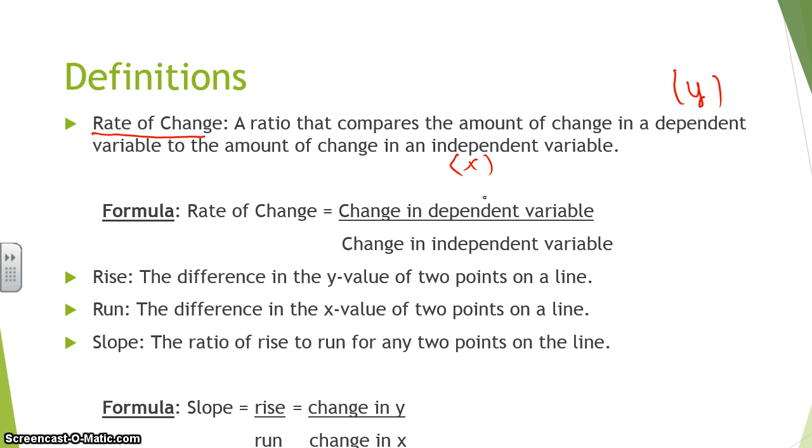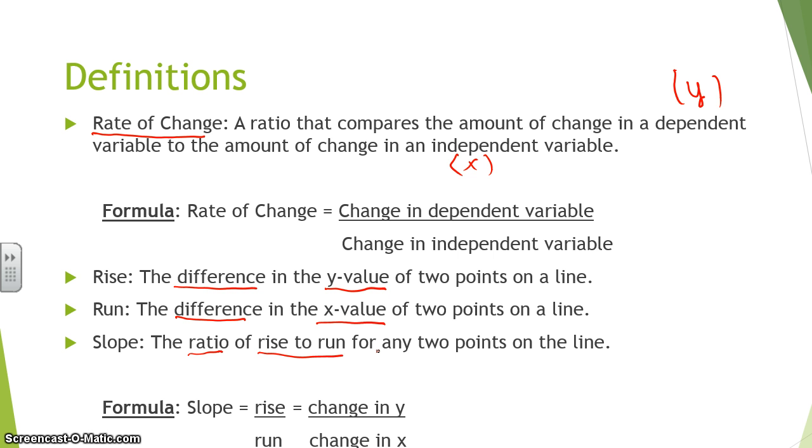We're going to talk a little bit in this section about rise, the difference in the y values of 2 points on a line. Run is the difference in the x values of 2 points on a line. So we can say the difference in the y value is your rise, and for your run, the difference in your x value. Your slope is a ratio of your rise to run for 2 points on a line.